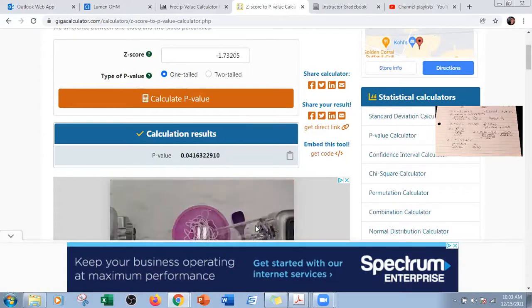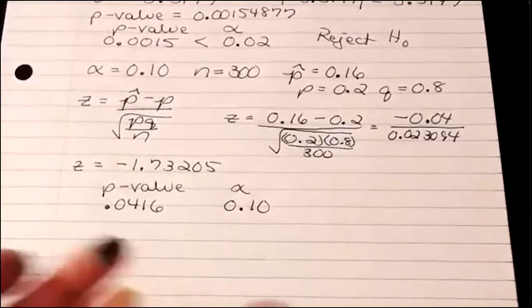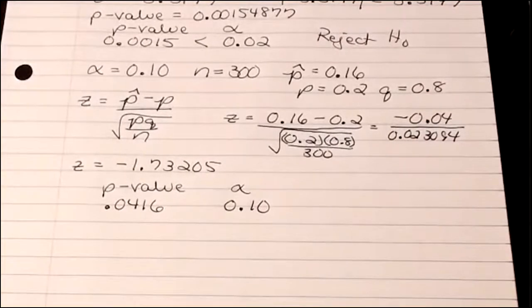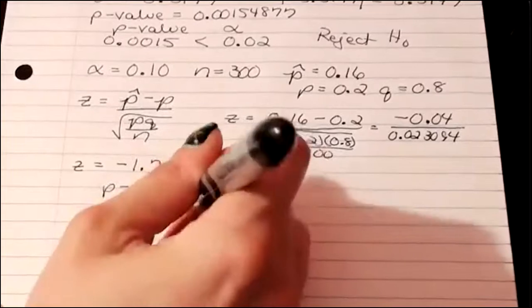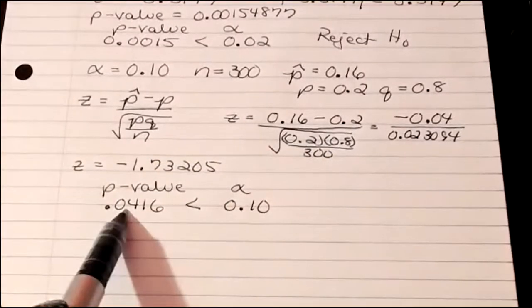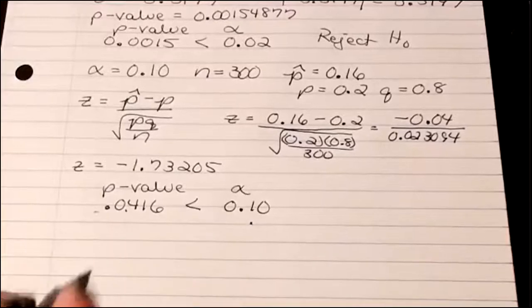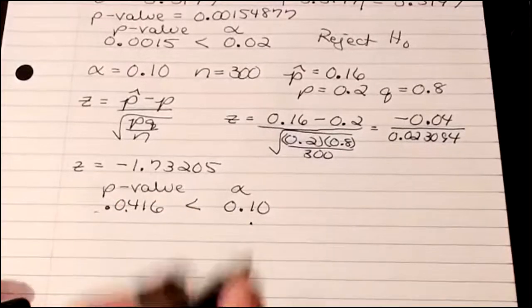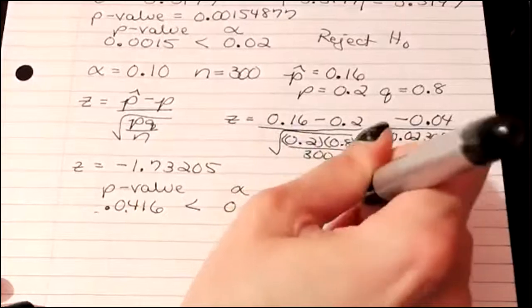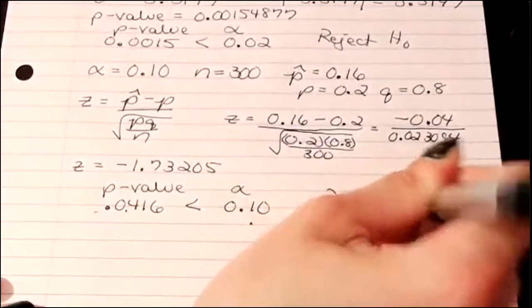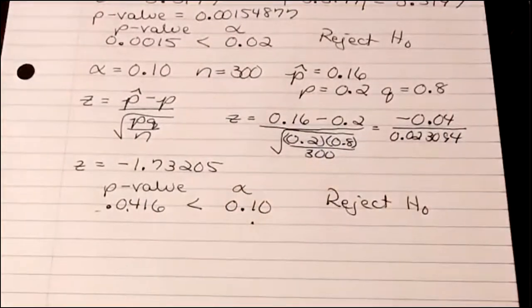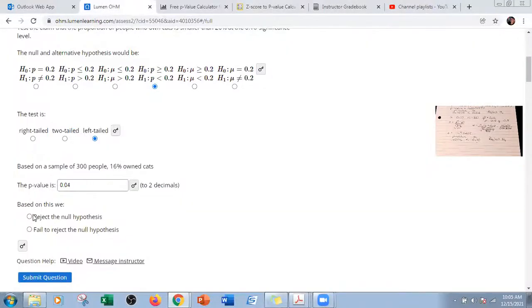So let me stop my screen share for a moment. That way you can see it. We're comparing 0.0416 to 0.10. We see that our p-value is definitely smaller. It's like 4 cents versus 10 cents. We see that the p is low, so the null must go. So let's reject the null hypothesis. Let's go back to Lumen and prove that that's exactly correct. Here it is. Reject the null hypothesis and let's submit.